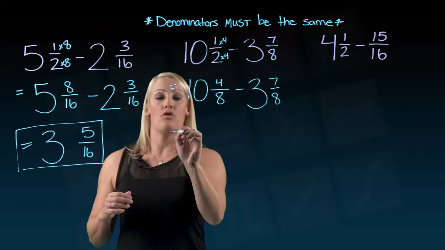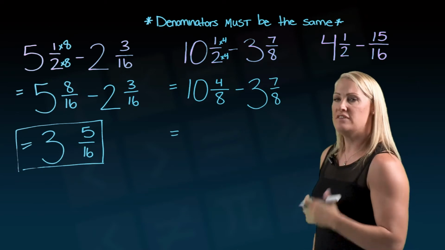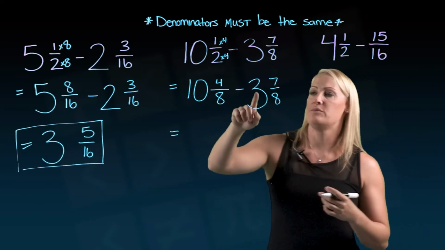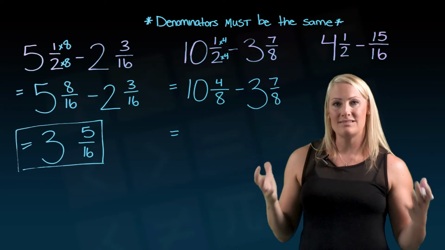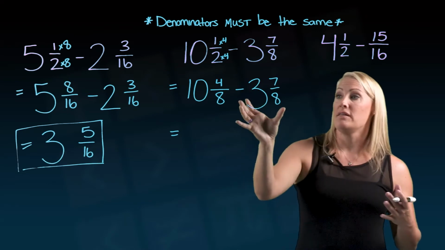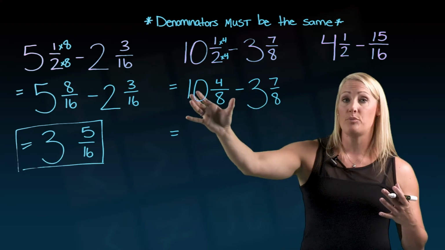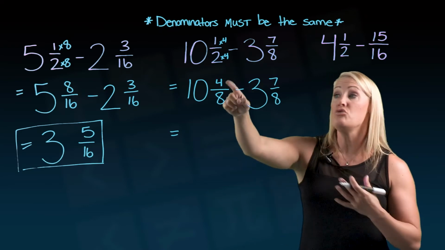Now at this point over here, we just did our subtraction, but if you take a minute and look at what we're dealing with here, we could do 10 subtract 3, but when we get to 4 subtract 7, we're stuck. That doesn't really work. But 10 and 4/8 is bigger than 3 and 7/8. This is a bigger number. The reason we're stuck is because we've just got a smaller numerator.